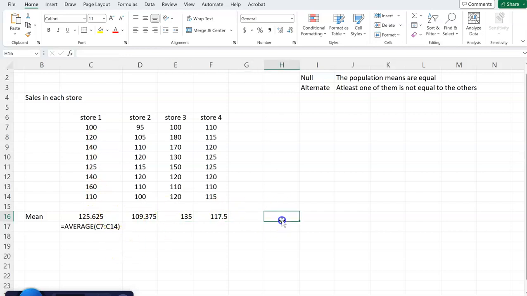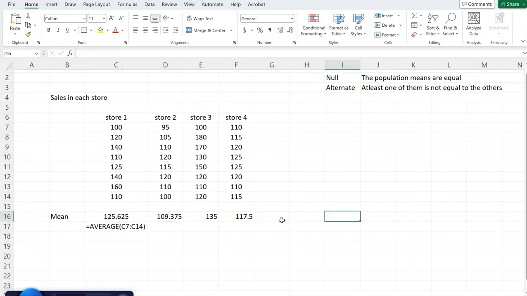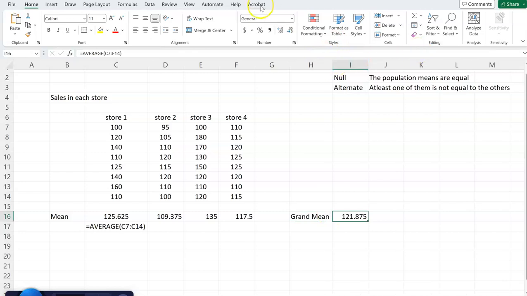Now, there's another thing that we have. We call it the grand mean. Grand mean would be if we considered all 4 stores to be part of one store and we found the average of all those numbers. So the grand mean would be the average value of all these 4 stores together. So now that we have the mean and the grand mean, now we need to do certain steps.